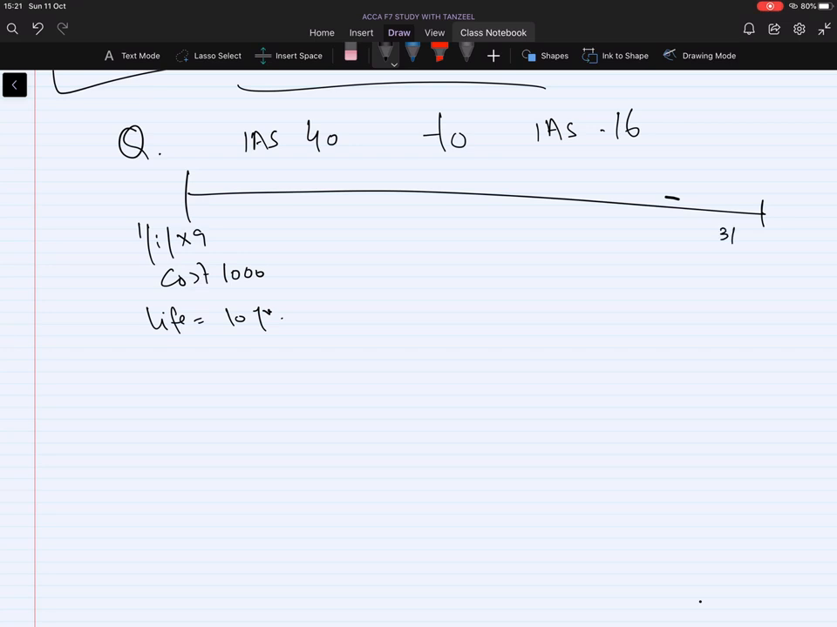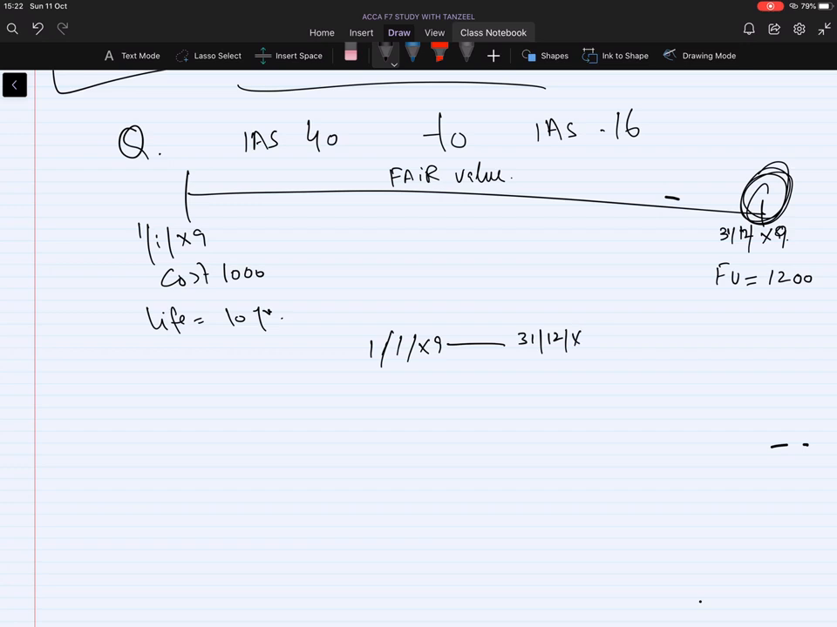On 31st December X9, after 1 year, the fair value is 1200, and previously the company was using the fair value model. So we are changing at this point: from 1st January X9 till 31st December X9 it is IAS 40, and after this point IAS 16. So we will book this fair value as per the previous standard.